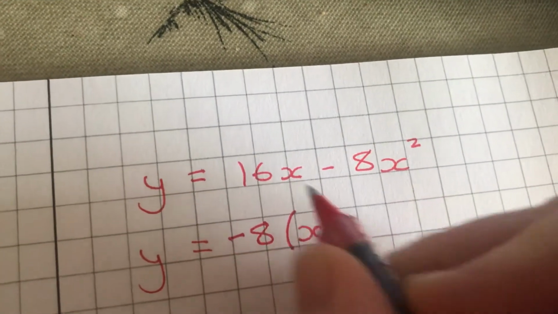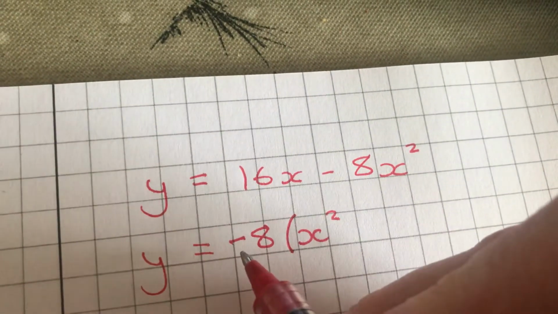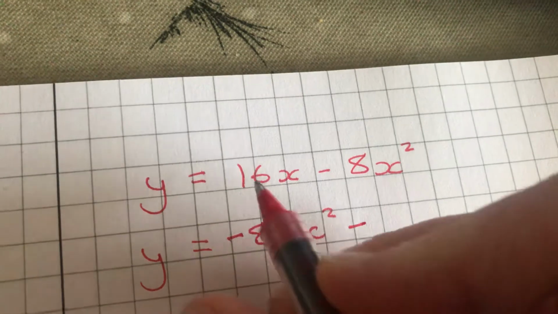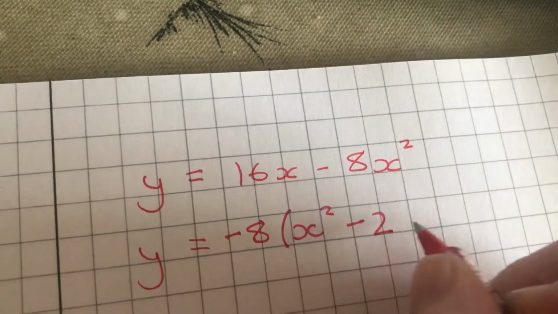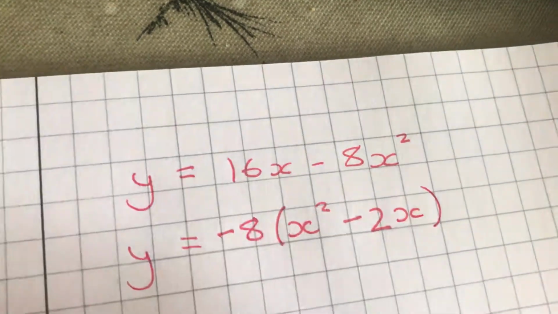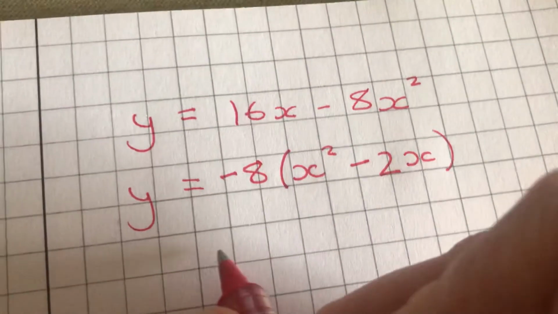And now I've got 16x, so I need to find what times by minus 8. It needs to be a minus so that it becomes positive. 2, because 2 times 8 is 16, and 2x. And now I'm looking at this. Now I need to find the turning point.